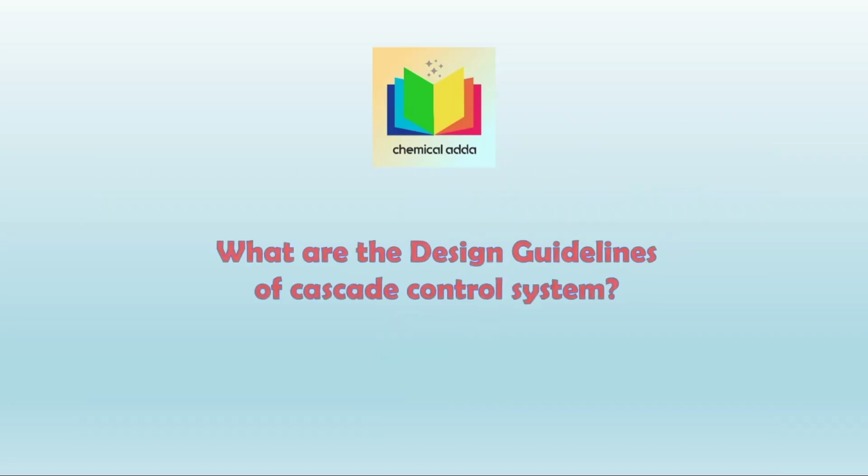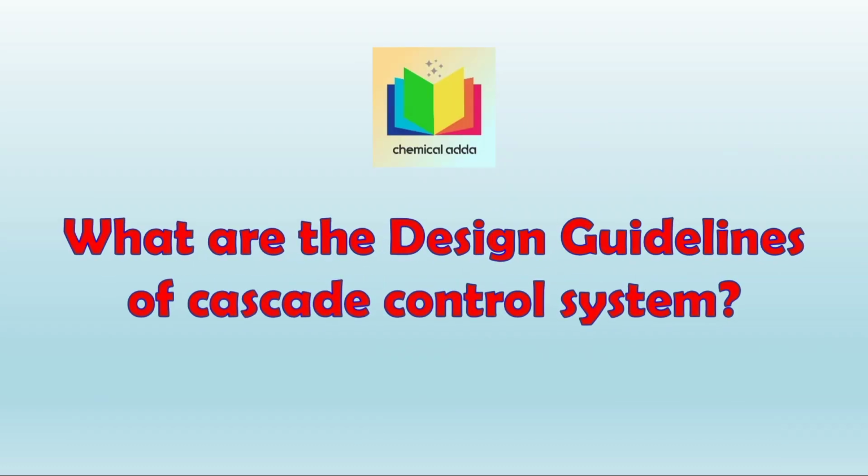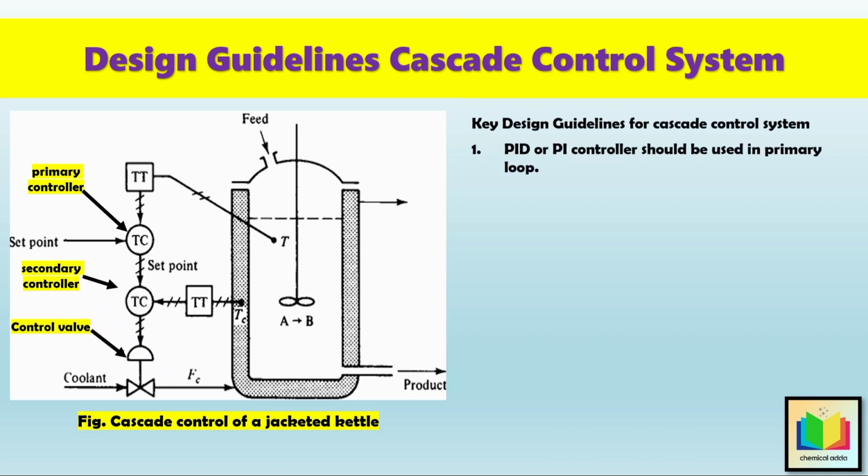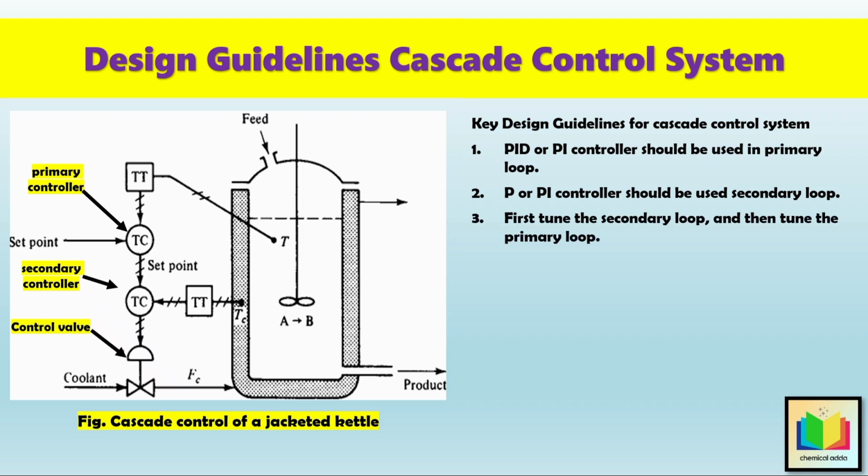Now let's see, what are the design guidelines of a cascade control system? So the first design guideline is, a PID or PI controller should be used in the primary loop to maintain accurate reactor temperature. Next is, a P or PI controller should be used in the secondary loop for quicker and more stable response. Then next is, first, tune the secondary loop so it responds fast and correctly, and then tune the primary loop to work smoothly with the already tuned inner loop.